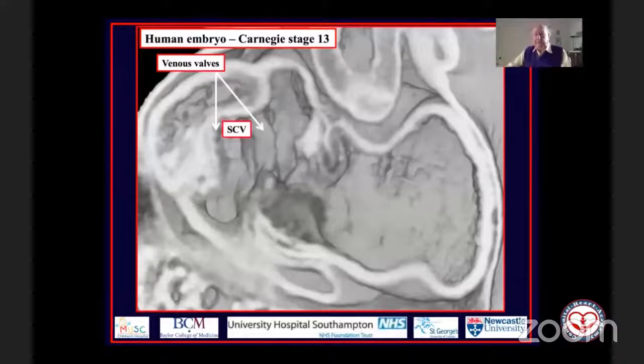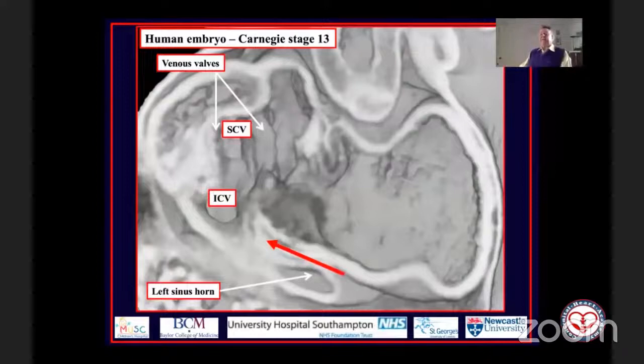Within those venous valves, we have the opening of the superior caval vein and the inferior caval vein, but what I want to emphasize is the entry of the left sinus horn, which now is to the developing right atrium. But particularly important is that it has invaginated itself into the left atrioventricular groove, and in so doing has produced separate walls from itself and the larger part of the body of what was the primary atrium, but is now the left atrium.